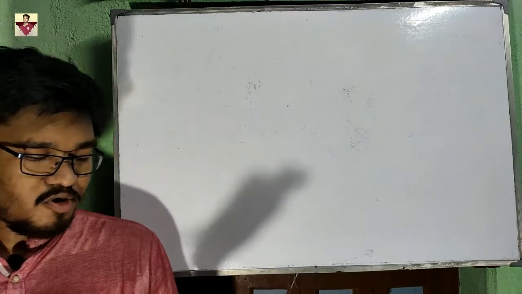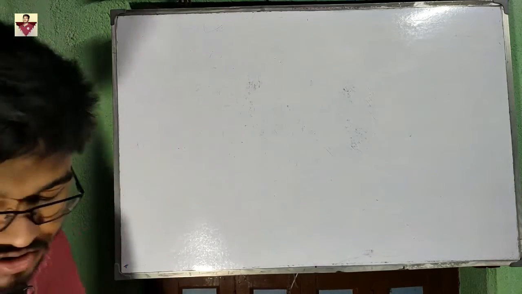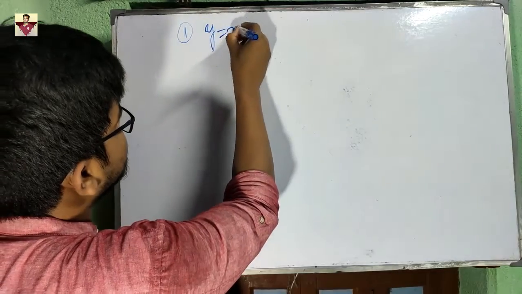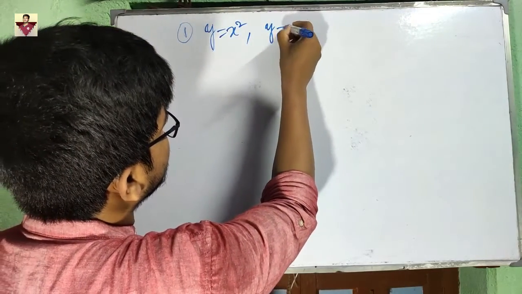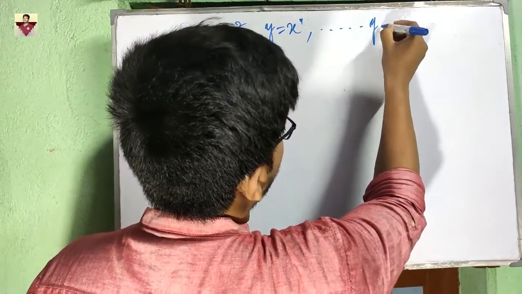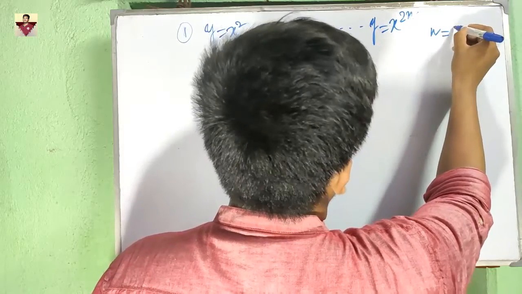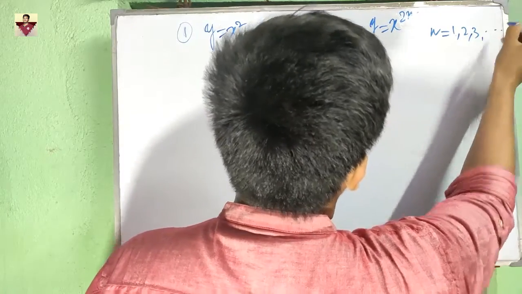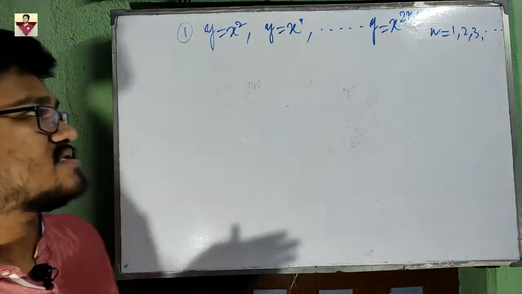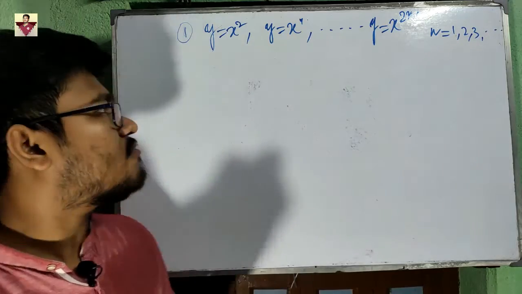Now let us plot some simple algebraic functions. One well-known function is y equal to x square, and y equal to x to the power 4, or any even function. So in general we are going to plot x to the power 2n, where n varies from 1, 2, 3. For this kind of function, as you know, these are all even functions, so the graph will be symmetrical about the y-axis.